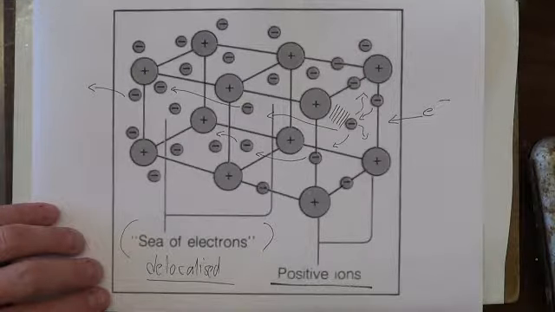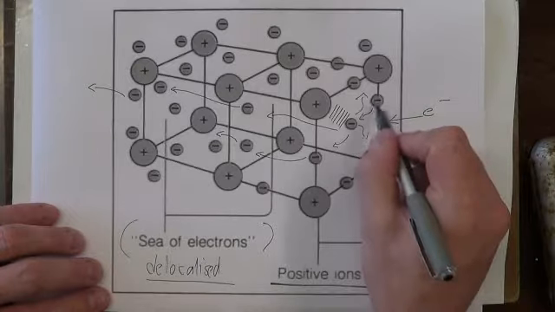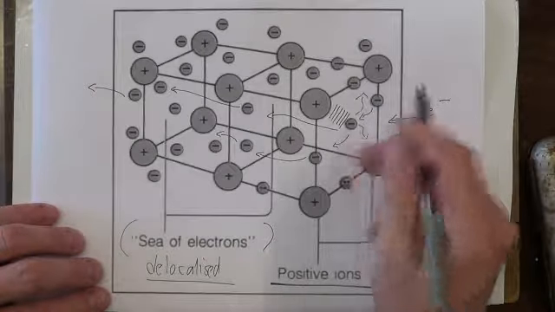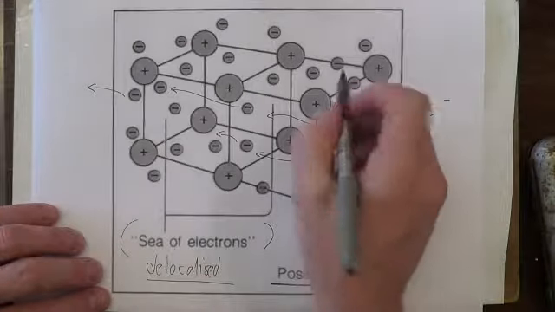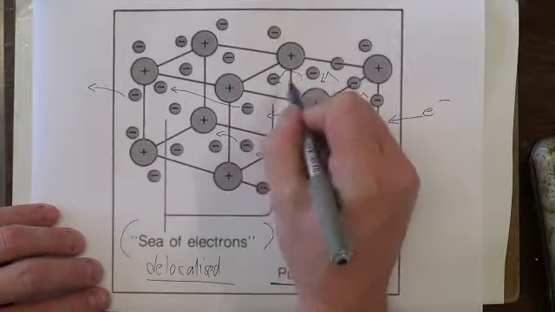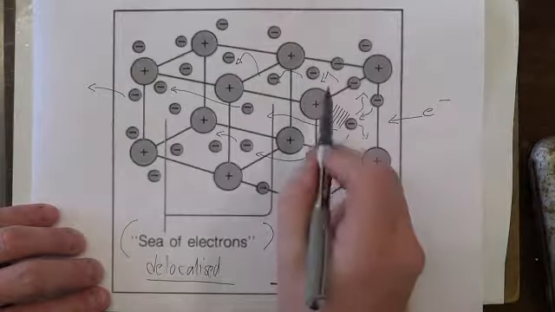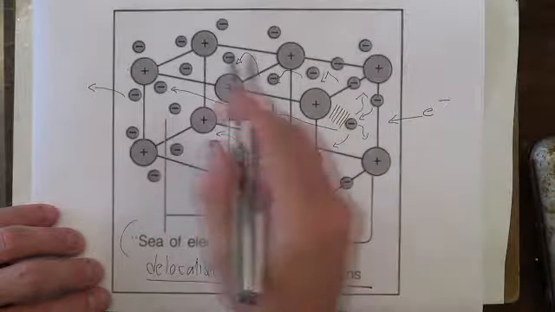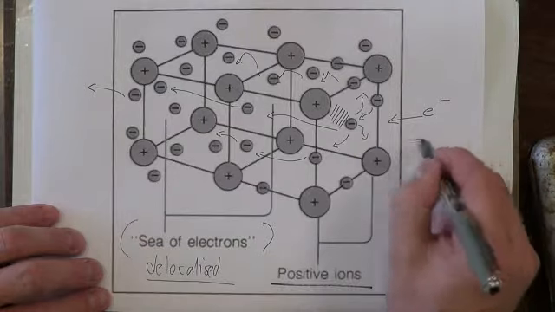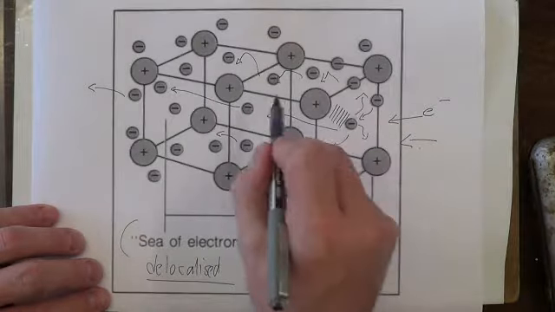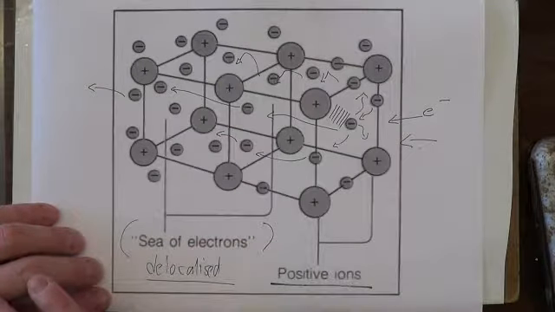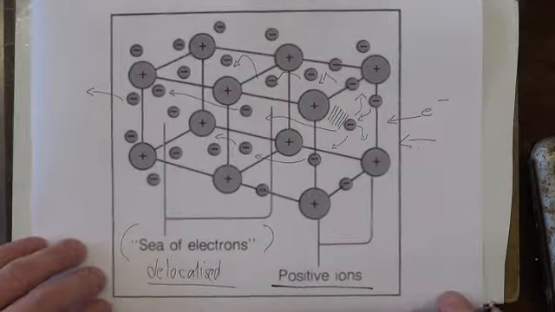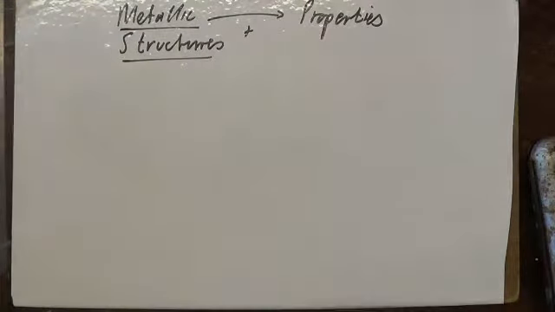Likewise, they can conduct heat. If I was to heat this side, the electrons would start to move faster because I would be giving them more kinetic energy through the heating process. That energy would be passed on from electron to electron to electron, simply passed along. So if I started heating this side, the energy would be passed along as heat energy, and therefore metals can conduct heat. So let's have a look at some other properties of metals.